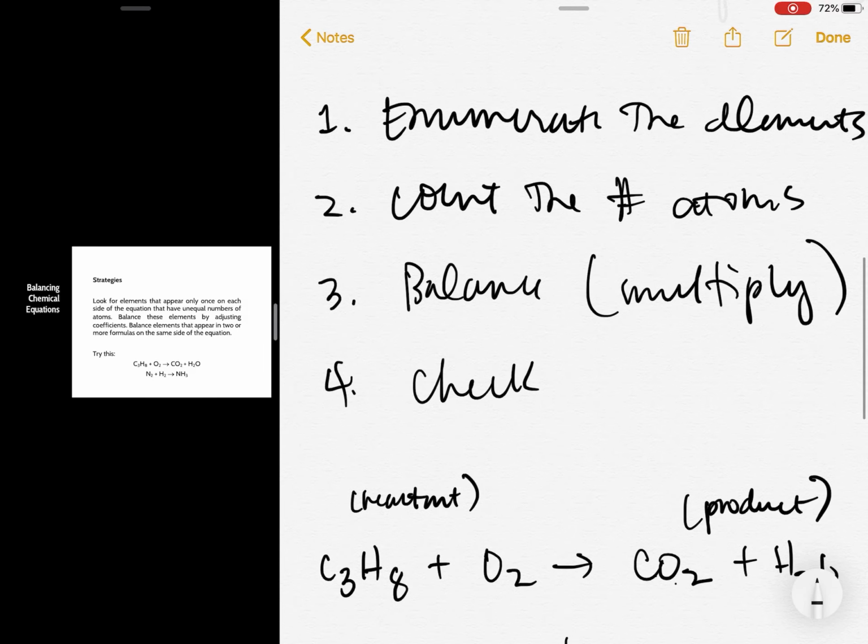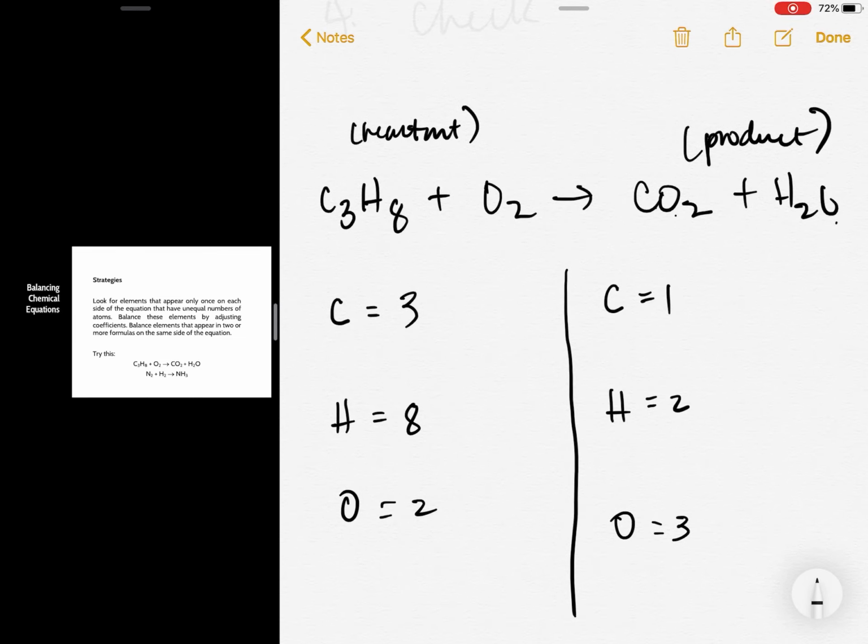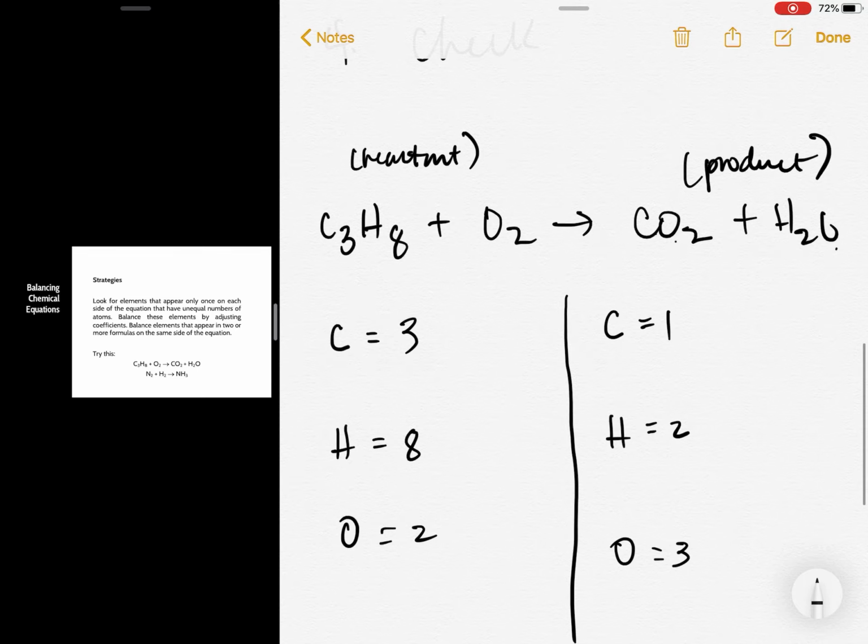So, nagawa na natin yung step 1 and 2, na-enumerate na natin yung elements, na-count na natin yung number of atoms. Magbabalance na tayo. How do you balance? You multiply it with a whole number. Okay. So, let's start with carbon. By the way, class, when you do balancing chemical equations, you should really practice, no? It takes a lot of practice din para maging mabilis kayo pag nagbabalance kayo. Ayan. So, here, sa reactant side, si carbon ay 3. Sa product side, si carbon ay 1 lang.